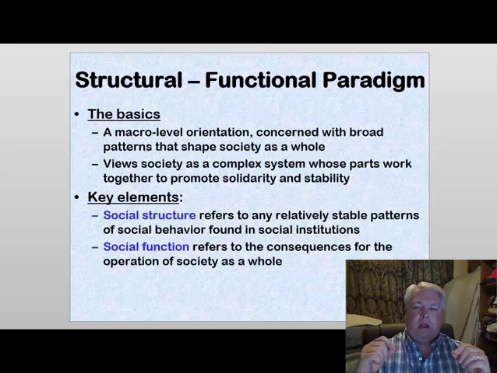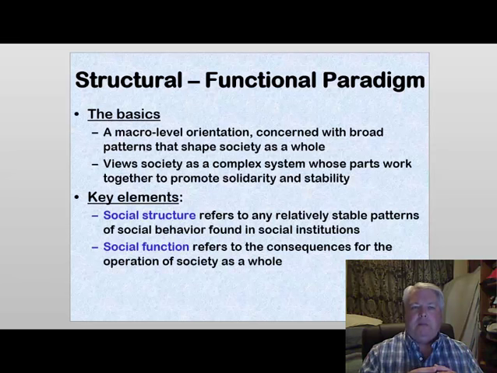So what does it do? It functions to promote solidarity and stability in society. Solidarity meaning the glue that holds society together, the social glue, and stability meaning the equilibrium and balance of society. Those two things together continue to allow society to run smoothly.